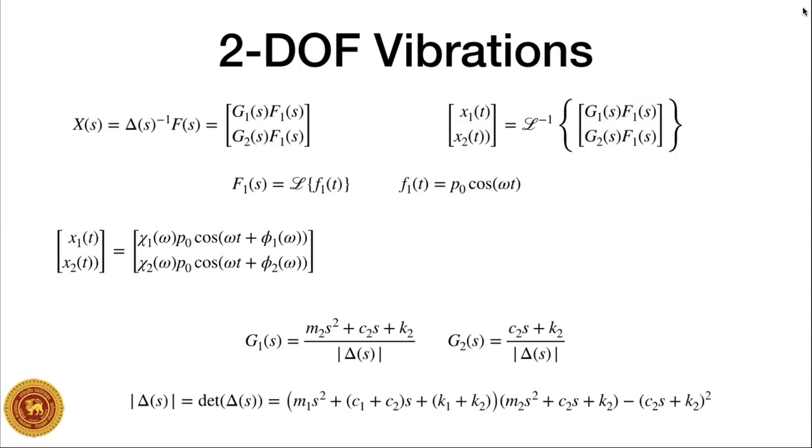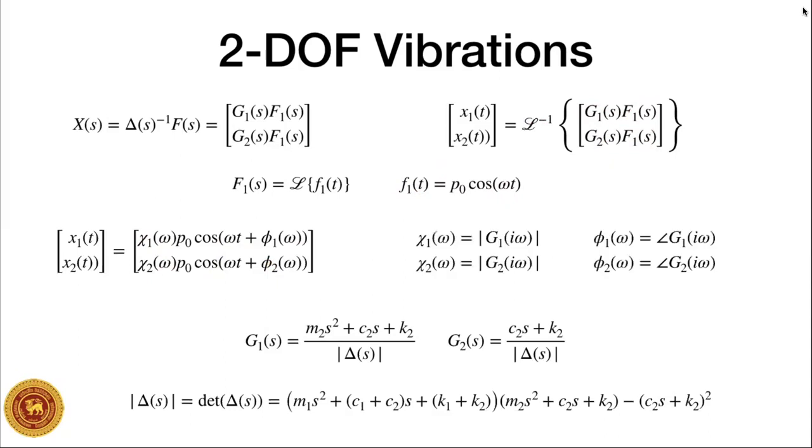And when F of s is the Laplace transform of a cosine function, we saw that in the previous lectures and in assignment number 2, that the inverse Laplace of this is something like this, and inverse Laplace of that is something like this, where the amplitude magnifications are simply the magnitude of G1 of s with s replaced by i omega and G2 of s with s replaced by i omega, and the phase is simply the phase of the complex number G1 of s with s replaced by i omega and G2 of s with s replaced by i omega in this case.